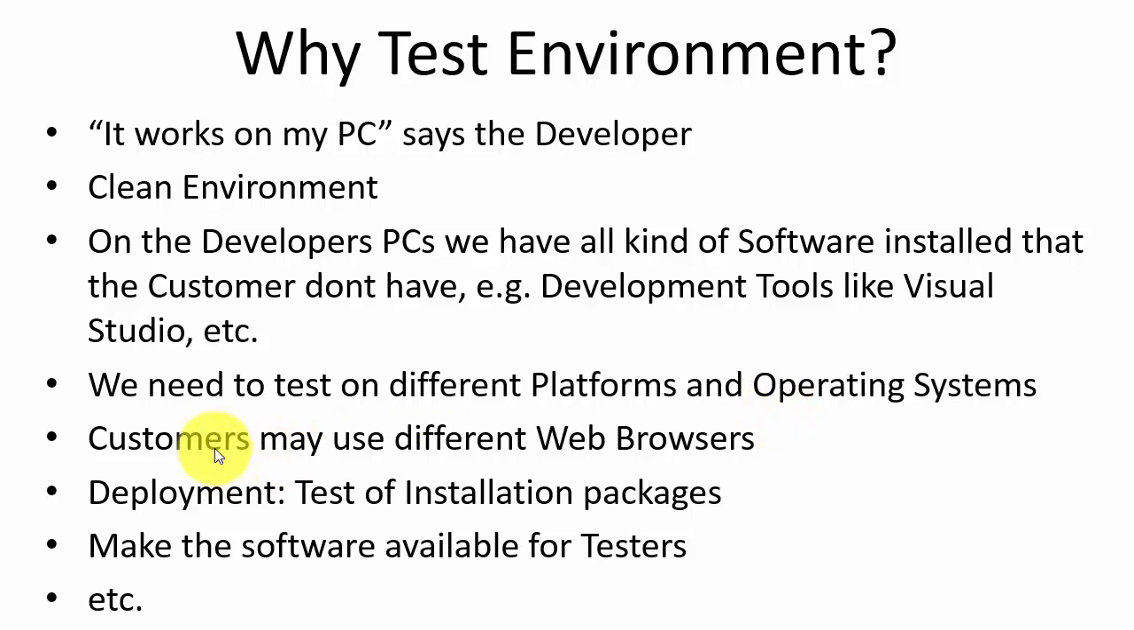Now, of course, if our software uses some kind of web browser, we need to test the software on these different web browsers. At least you should test your software on the main web browsers that exist today. Typically, we have Microsoft Internet Explorer or Microsoft Edge. We have Chrome from Google. We have Safari from Apple. And we have Opera and of course Firefox. These are, I guess, the main 5-6 browsers we should test our system on.